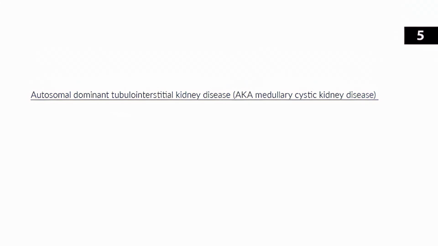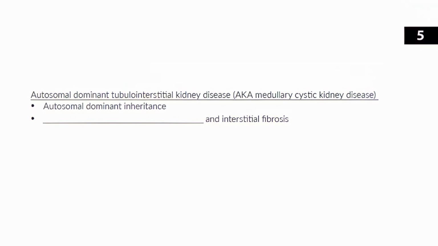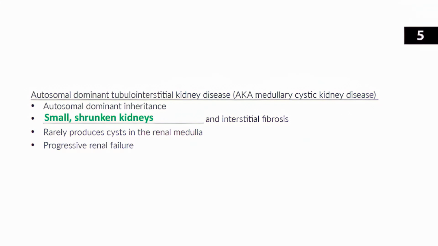There's also a rare disorder called tubulointerstitial kidney disease, which was formerly called medullary cystic kidney disease. This is also inherited in an autosomal dominant fashion, but unlike polycystic kidney disease, which causes massive enlargement of the kidneys, this causes small, shrunken kidneys with fibrosis of the interstitial tissue. And rarely, the tubules can dilate and cause cysts in the medulla rather than in the cortex. And again, these patients have progressive renal failure.